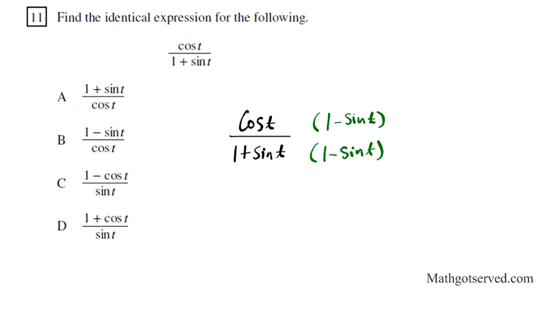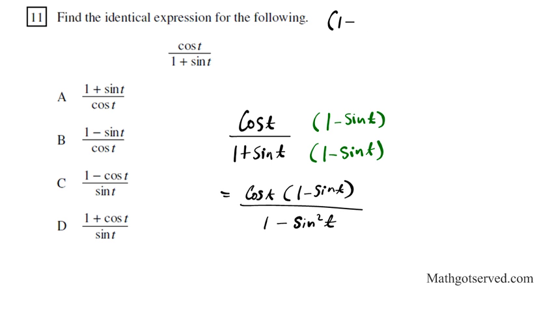The numerator doesn't change much. The numerator is simply cosine t times 1 minus sine t. And then the denominator is 1 minus sine squared t. How did I know that? Two ways. You can FOIL it out, 1 minus sine t times 1 plus sine t. First gives you 1. Outer is positive sine, inner is negative sine. Those cancel out, and then your last is negative sine squared t.